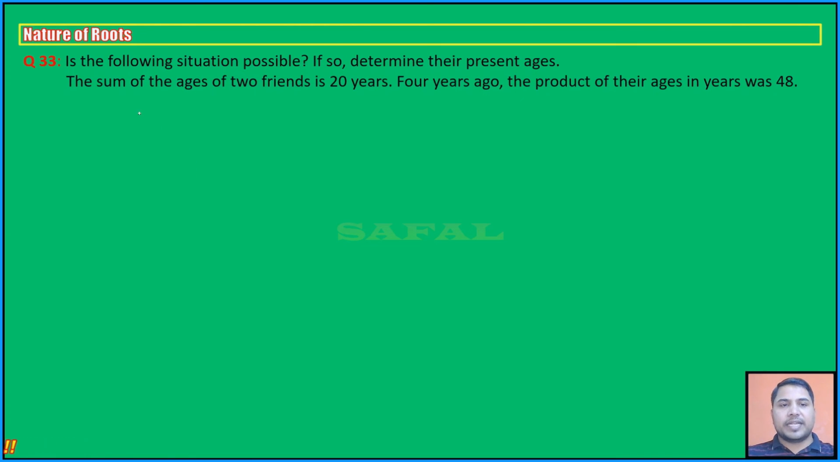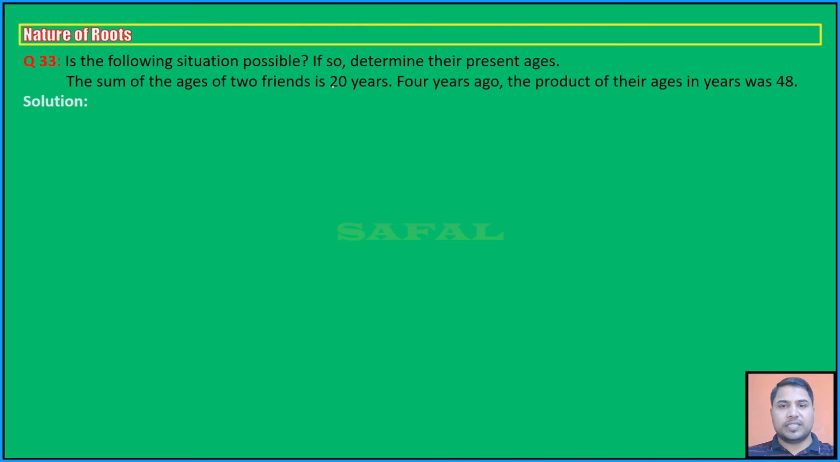Here they are asking, is the following situation possible? If so, determine their present ages. अब देखते हैं सिचुएशन क्या है. The sum of the ages of two friends is 20 years. 4 years ago, the product of their ages in year was what? 48. So इसके लिए अपन सिचुएशन फ्रेम करेंगे.